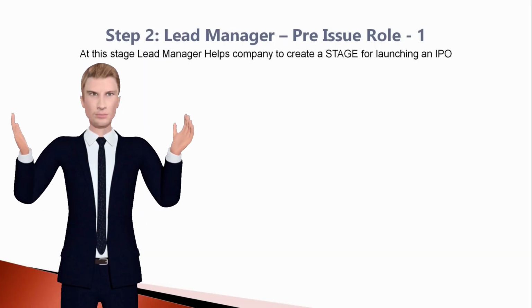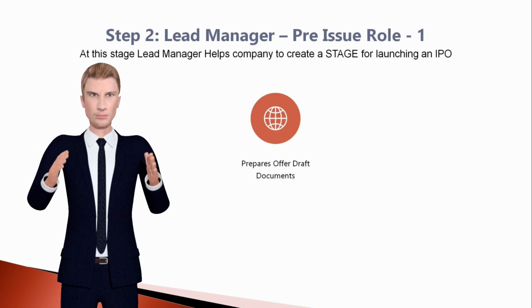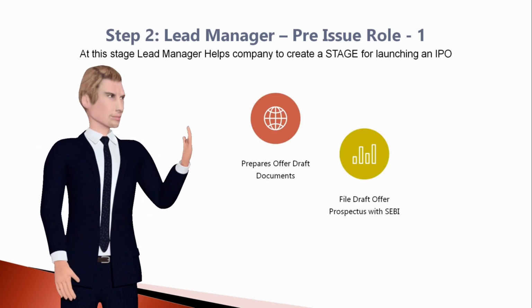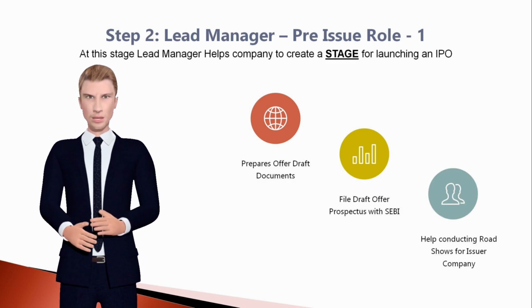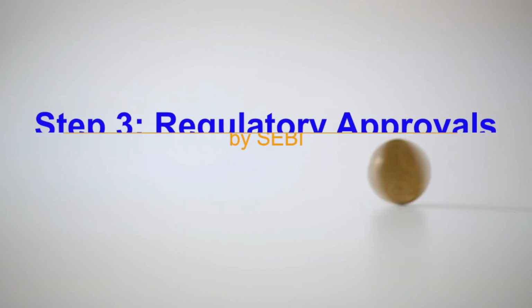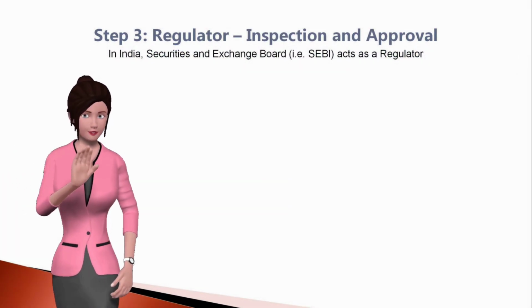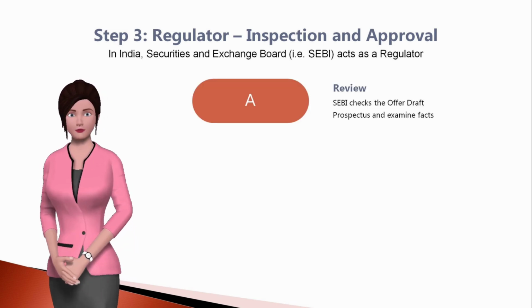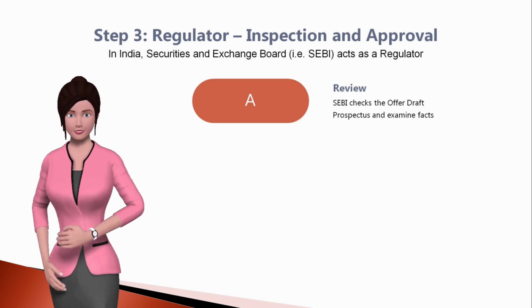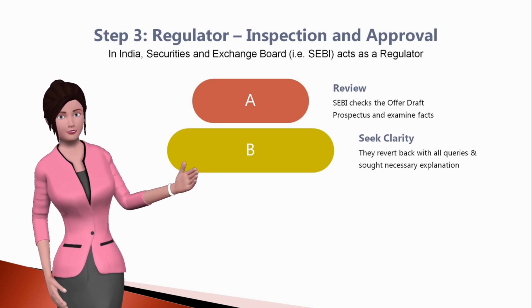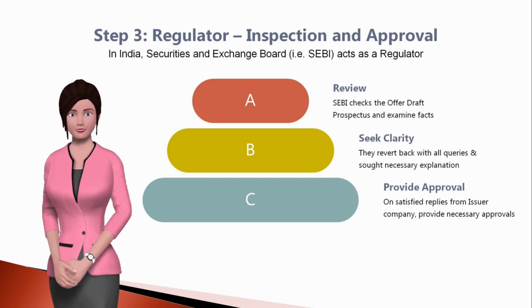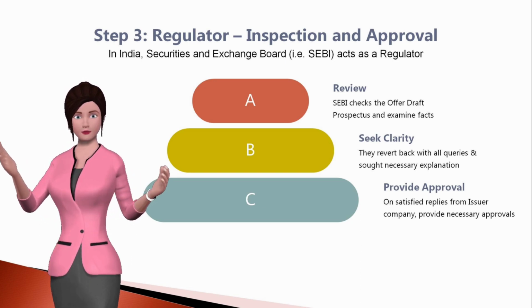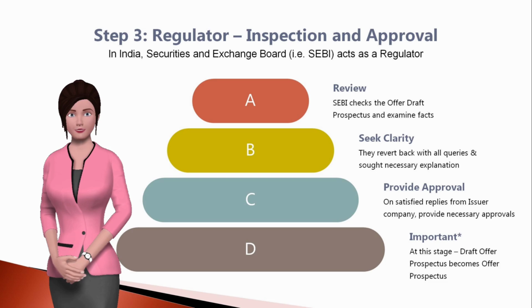At Step 2, the lead manager conducts the roadshows and also prepares draft documents which, once finalized, are sent for regulatory approvals to the Securities and Exchange Board of India, SEBI. Then comes the most crucial step, where the regulator reviews the draft offer documents submitted by the lead manager on behalf of the issuer company, seeks clarity, if required, to get assurance on authentication of details, and on satisfaction of all clarifications approves the draft offer document, which is now called the offer document.